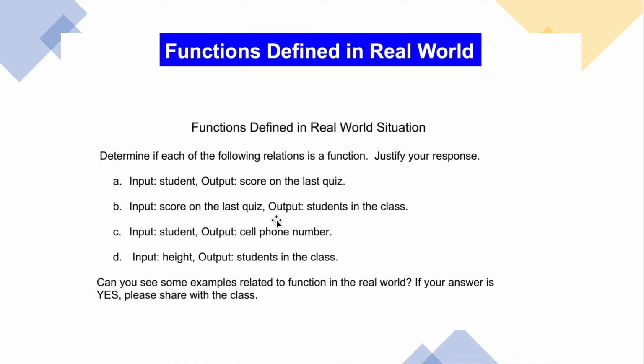A is a function. But if we take the score on the last quiz as the input, x, and the output, the second component y, is the students, some scores can be repeated because some of the students have the same score. For example, 90 has two students, so here 90 as the x is repeated and has two different values. Therefore, B is not a function.